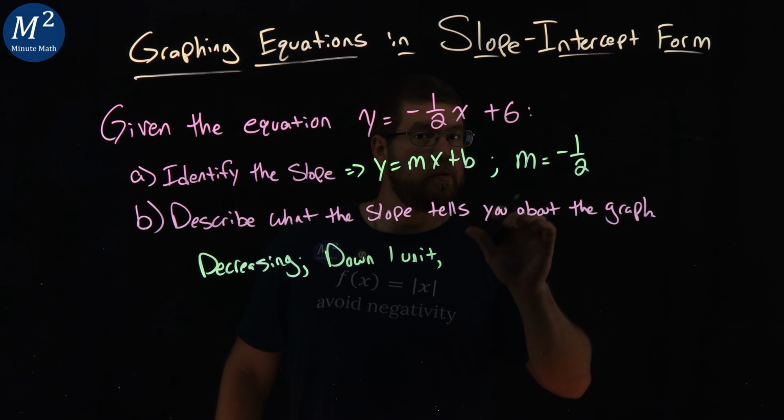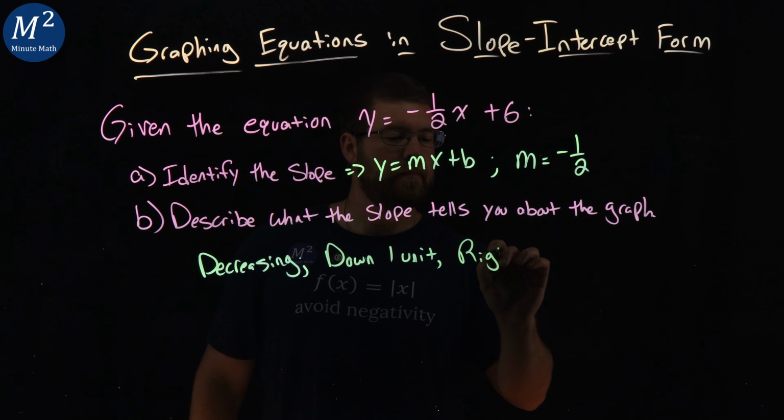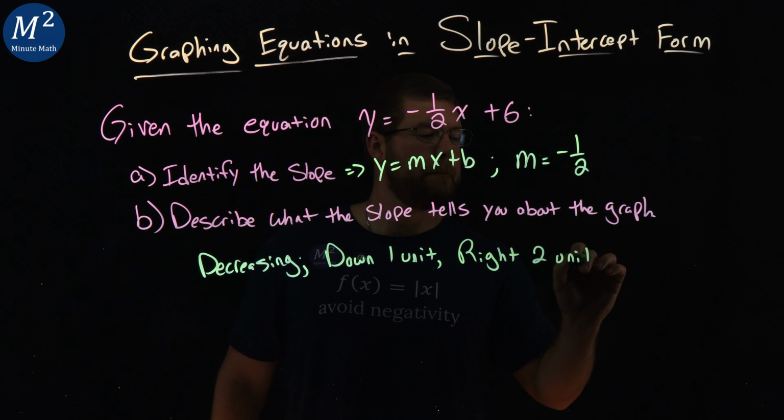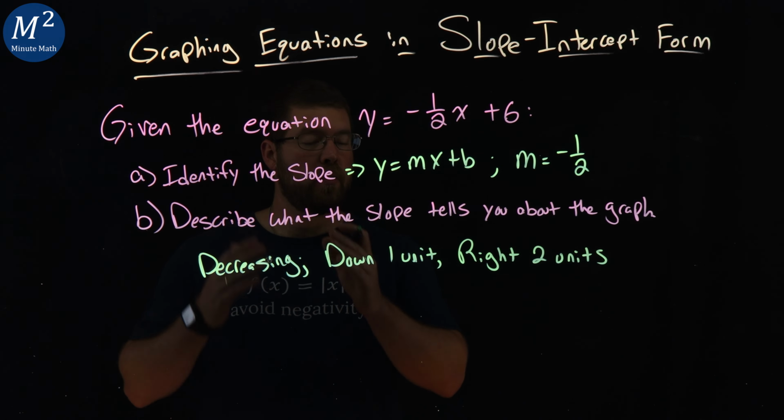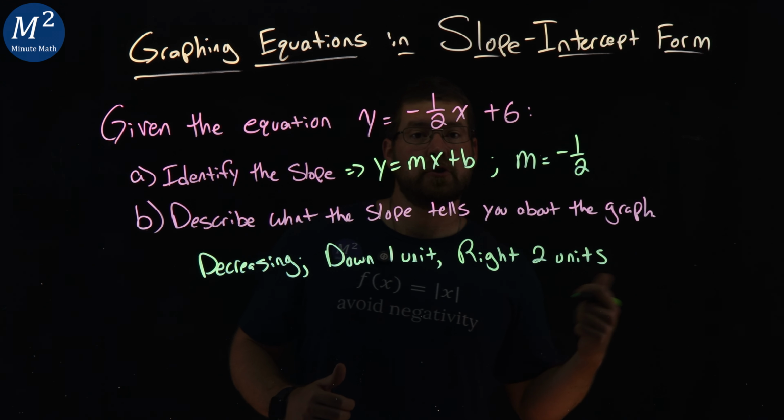And then to the right, 2 units. Okay? That's usually how we talk about it reading left to right. We think left to right. We're going down 1 unit, to the right 2 units.